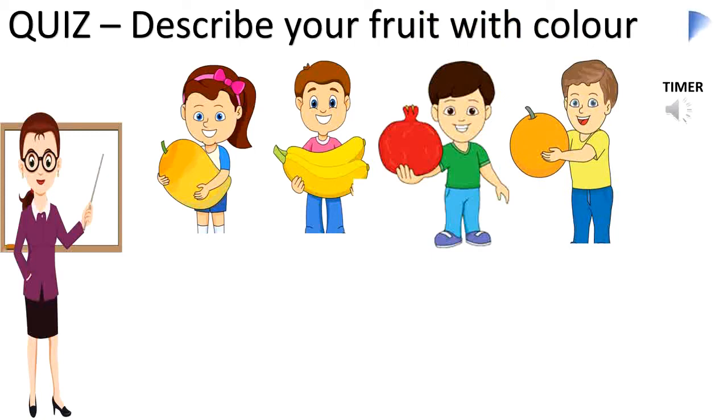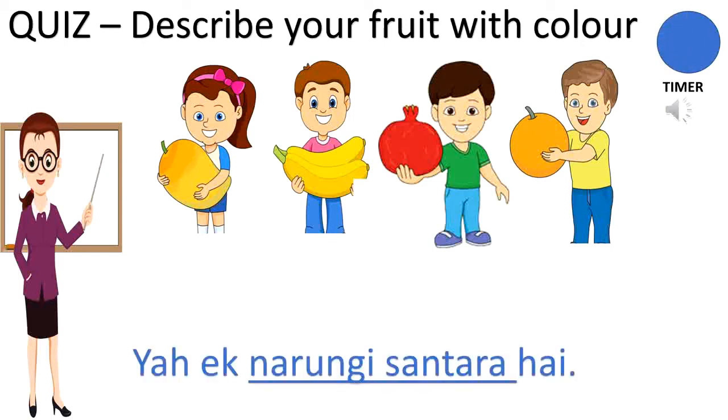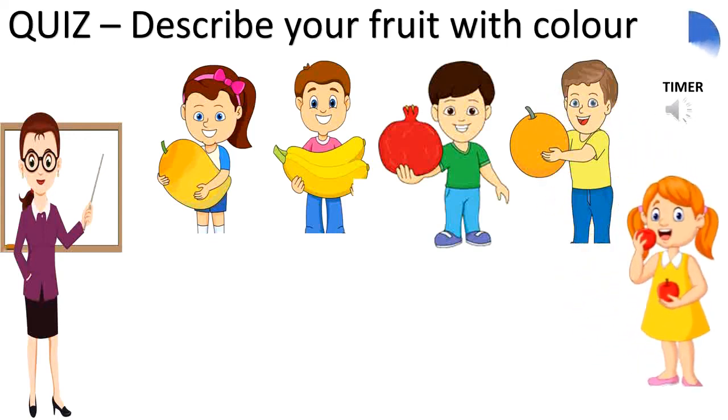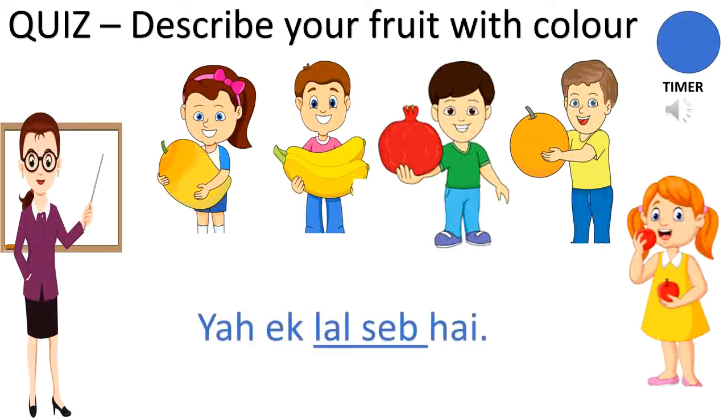Time starts now. यह एक नारंगी संतरा है. Observe, narangi is the color. Santara is the fruit. Next one. यह एक लाल सेब है.